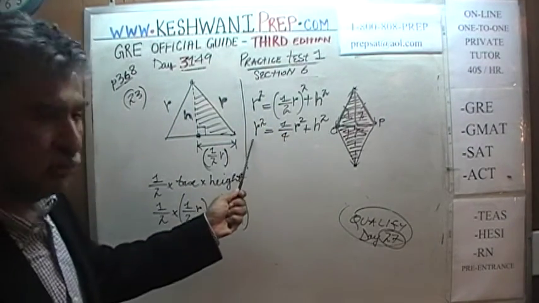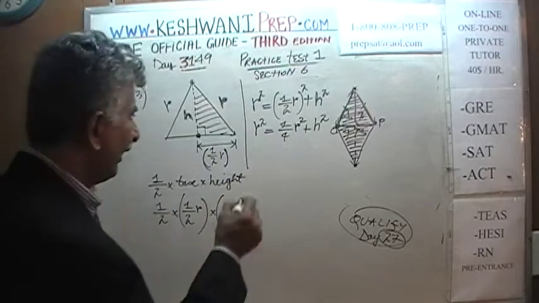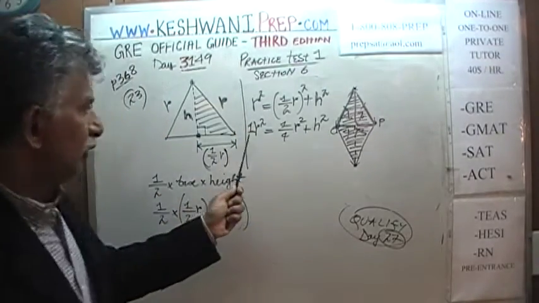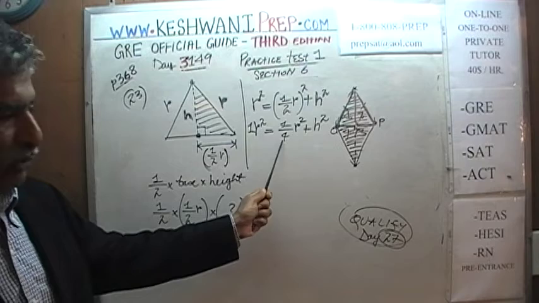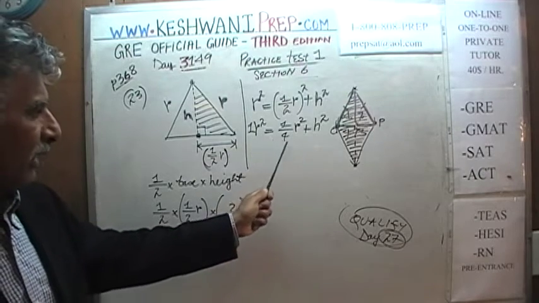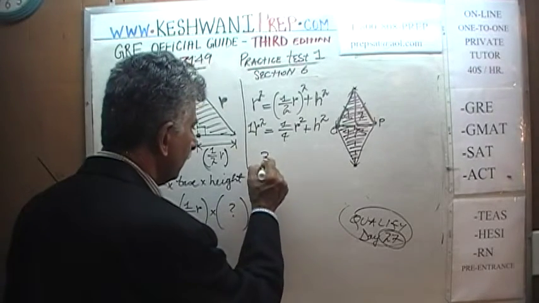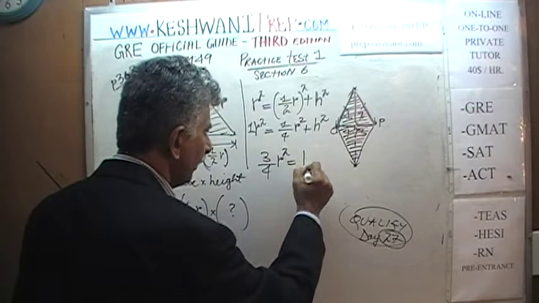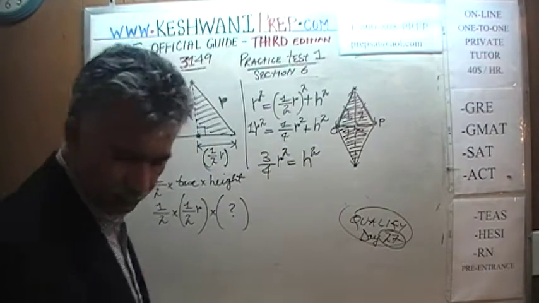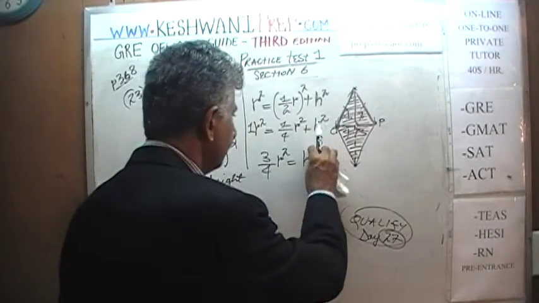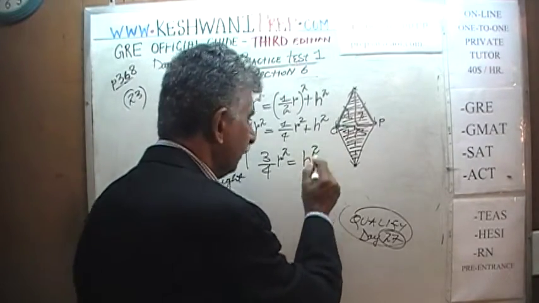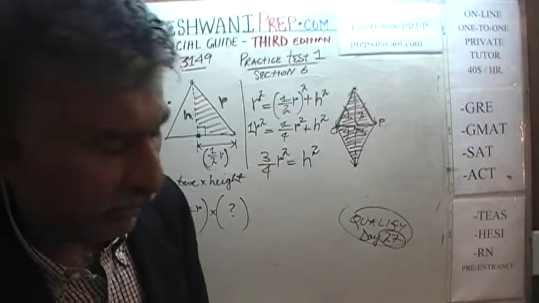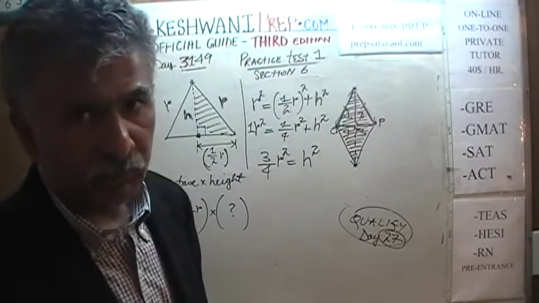So how many r squared do we have on this side? On the left hand side, we have 1 r squared. So if you have 1 r squared, and if you subtract 1/4 from it by bringing it here, 1 minus 1/4 would be 3/4. 3/4 r squared would have to equal h squared. But we're not interested in finding what h squared is. We want to find what h is.